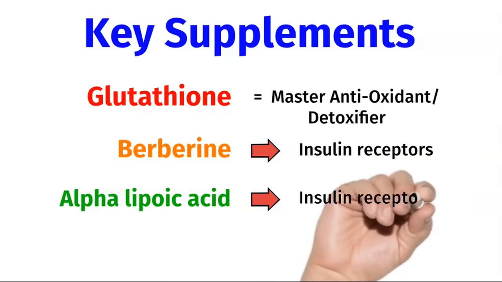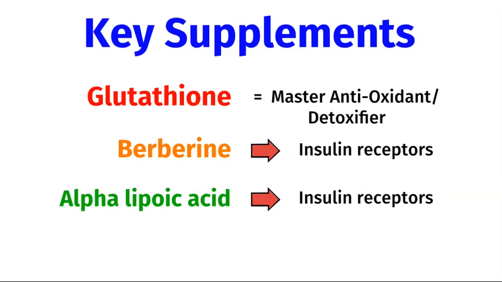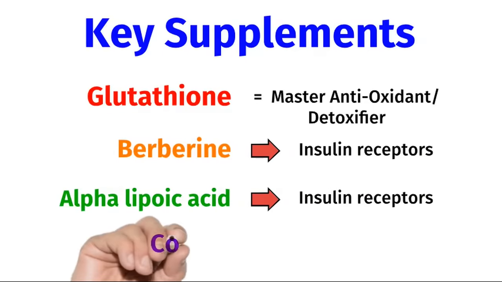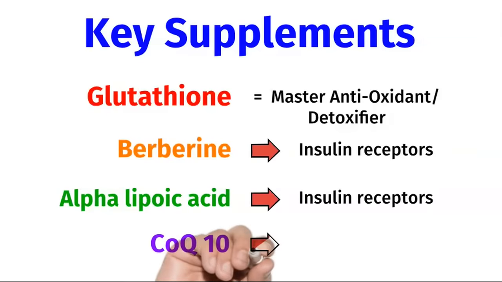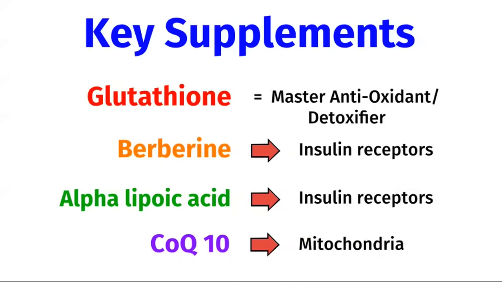Alpha-lipoic acid is another antioxidant that's great for insulin recognition in the body. Finally, coenzyme Q10 or CoQ10 is great for the mitochondria of your cells, which are the energy powerhouses of your cells. If you're on a cholesterol-lowering medication like a statin or a supplement like red yeast rice, I definitely recommend CoQ10 because these could potentially deplete CoQ10 from your body.